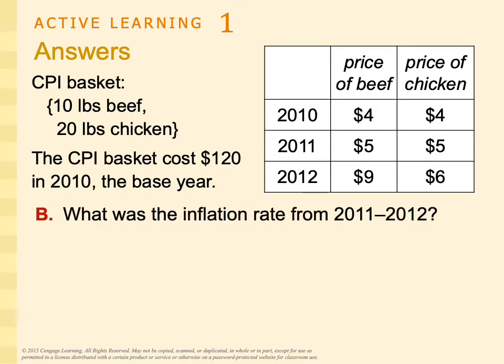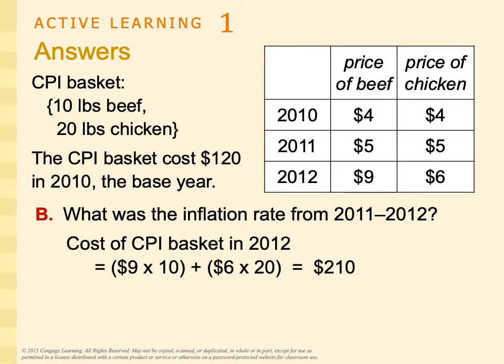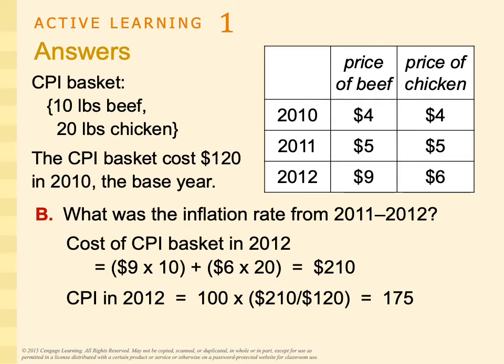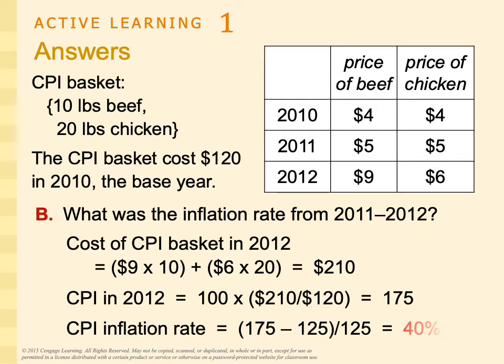All right, and as far as the rate of inflation from 2011 to 2012, you would have had to calculate the cost of the basket in 2012 so that you can calculate the CPI in 2012. And once you got the CPI for 2012, you can then calculate the inflation rate by taking the difference: the CPI in 2012 minus the CPI in 2011, divided by the CPI in 2011.